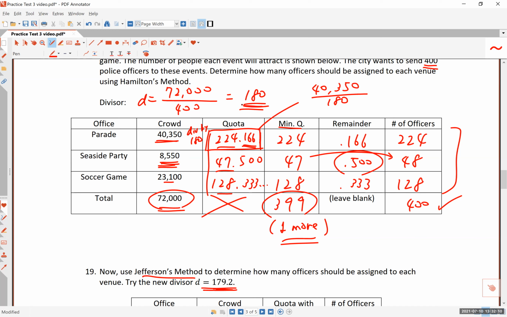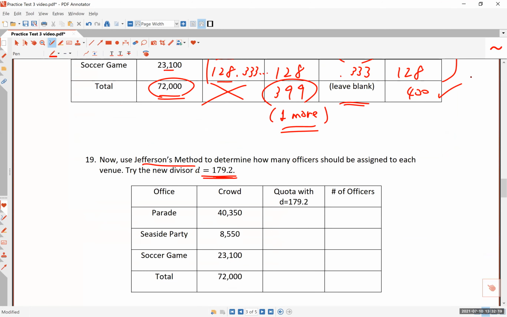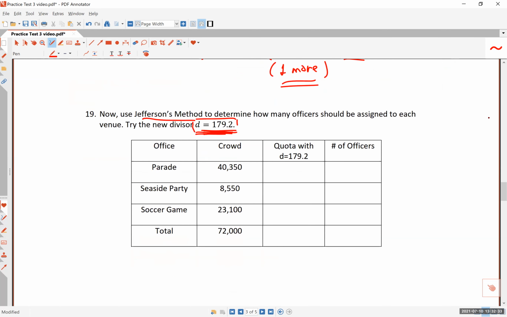Okay, so it turns out this number should be modified just a little bit to make the number come out right in the bottom. And again, it's a trial and error. There is actually an algorithm to find this, but there is a number that would work. And the number will be given to you so that you don't have to keep trying a bunch of numbers, right? So try the new divisor. This is the modified divisor, which will work.